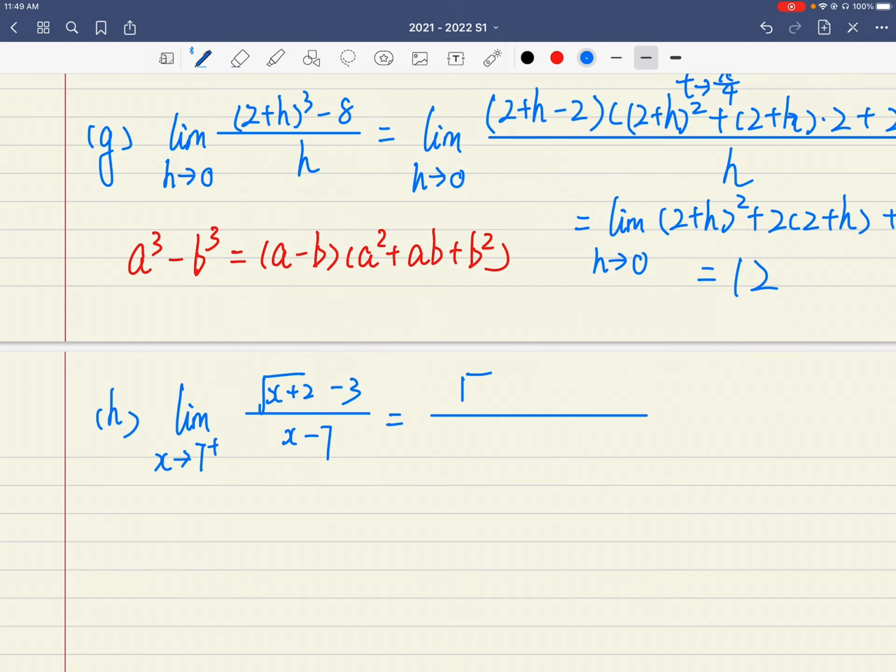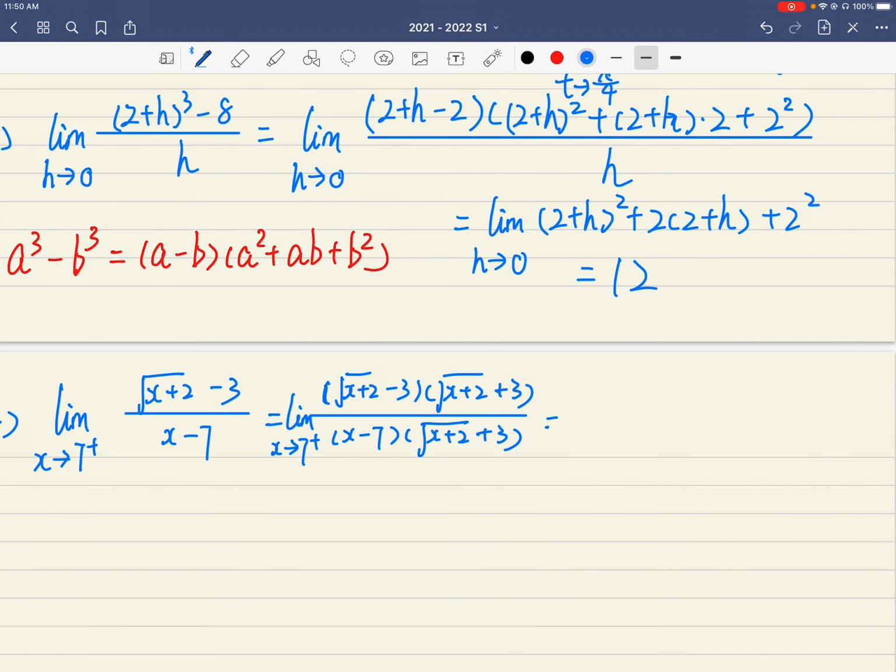You can use the square root minus times the square root plus. Okay, then the top, it's a minus b times a plus b. So it's just x plus 2, right, minus 3 squared. Okay, the bottom is x minus 7 times square root of x plus 2 plus 3.